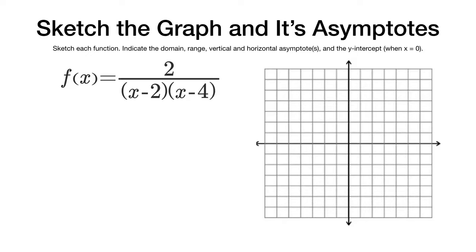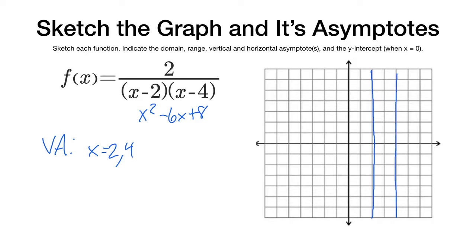Okay. So now we're going to try this. Now if you look, it's a little bit harder now because we have two asymptotes. By the way, this would be the equivalent of writing x squared minus 6x plus 8. So if you look, we have two vertical asymptotes in this case. They're going to be when x equals 2 and x equals 4. So I'm going to plug those in right now. 2 and 4.